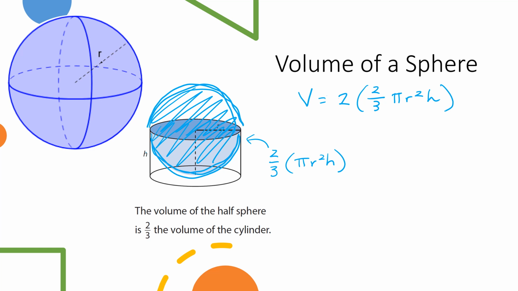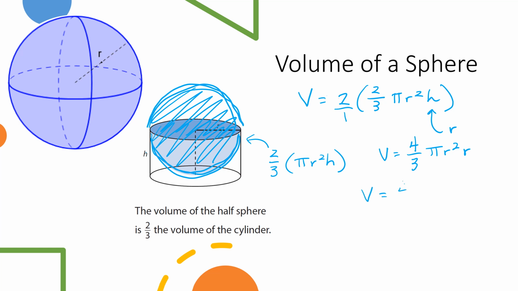And you might notice that the height, because it's a sphere, is actually also the radius. So therefore, we can replace this h with the letter r because it is equivalent to the length of the radius. And now we have V equals, so we'll multiply 2 over 1, so 2 times 2 is 4, 1 times 3 is 3.